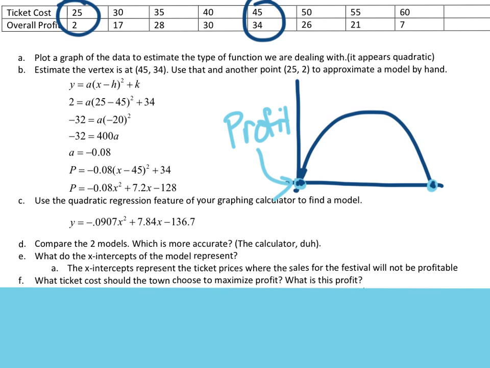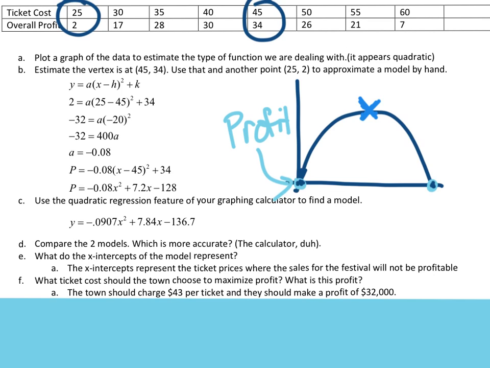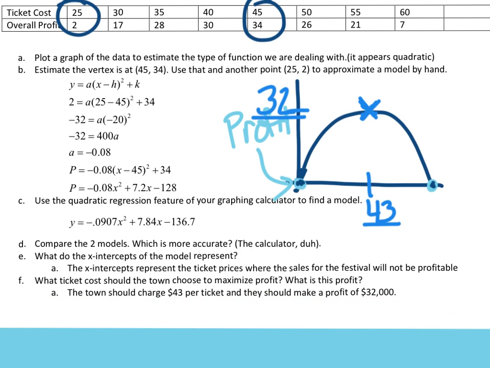Alright, now what ticket cost should the town choose to maximize profit? If profit is our y-axis, the maximum is the top of it. So in your calculator, you can hit second, calc, maximum, and you can actually figure out that point at the very top of the parabola. That point is going to be, for x you'll get 43, and for y you'll get 32. Remember that our y is in thousands, so if you charge $43 per ticket, you should make about $32,000 in profit. And that's really all I have for you.